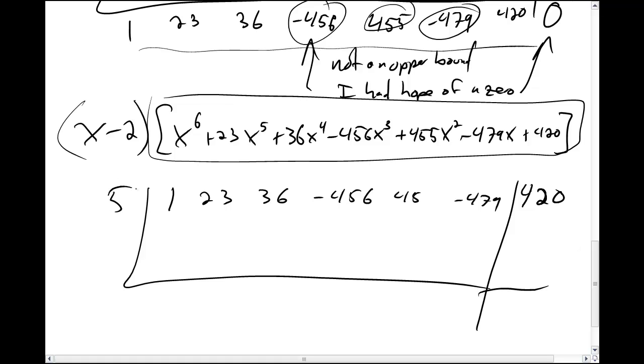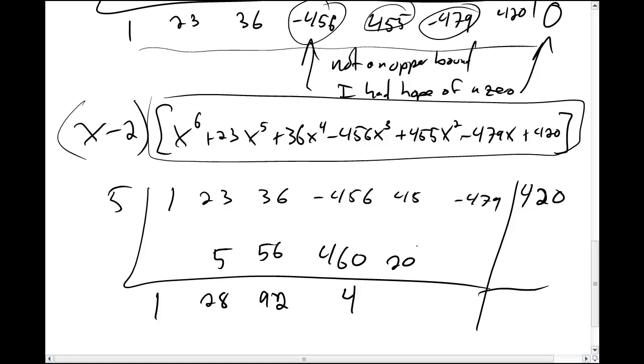So now I'm going to finally try 5 and see if that works. I pull the 1 down there. 5 times 1 gives me 5. Add those together. That gives me 28. 28 times 5 gives me 140. 140 plus 36 should give me 176. 176 times 5 is going to give me 880. Add those together. That should leave me with positive 4.